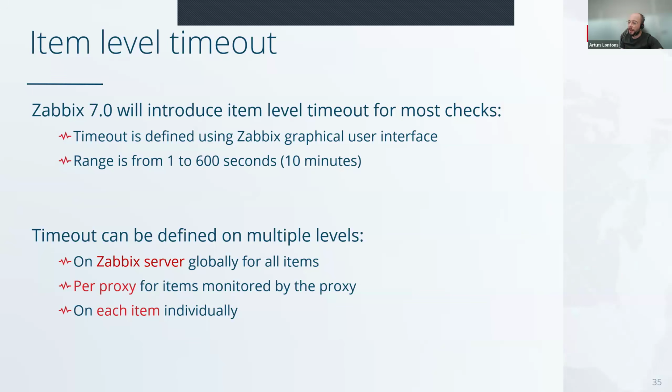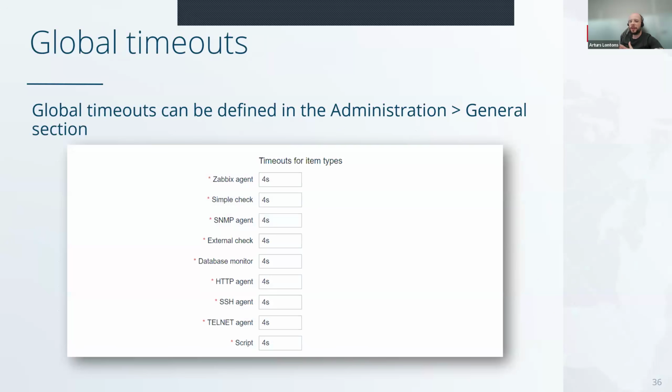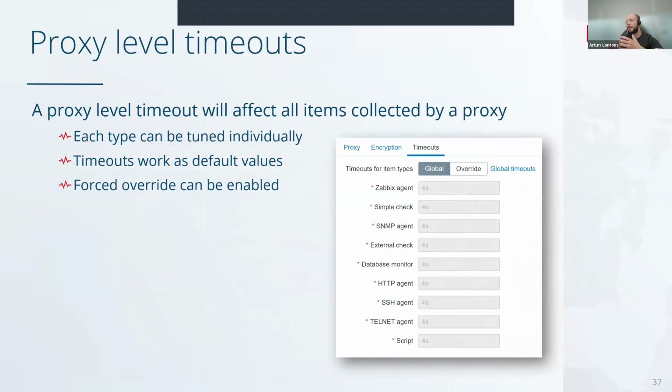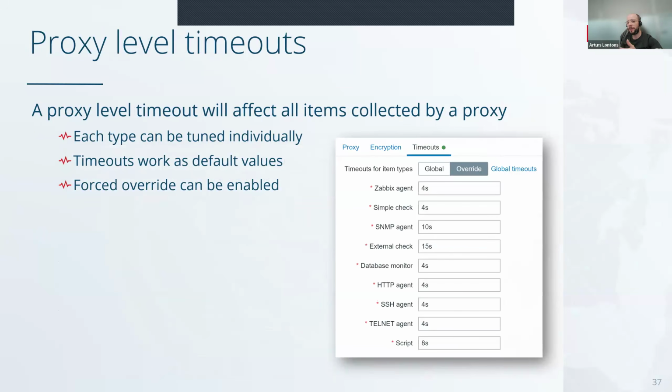And on top of this, this is all done in the front end. No restarts are required. We have a new section in Administration General where you can define timeouts per item type. Once again, you do this in the front end. No need to restart the server to apply these settings anymore. Then per proxy, we can override timeouts because it makes sense. We have a proxy in a different data center, different networks, so different timeout rules apply here. You may want to override the timeout that you've defined globally with your own custom settings.